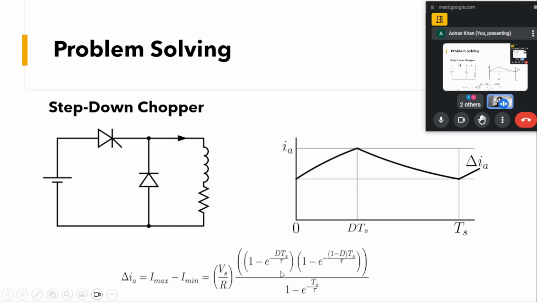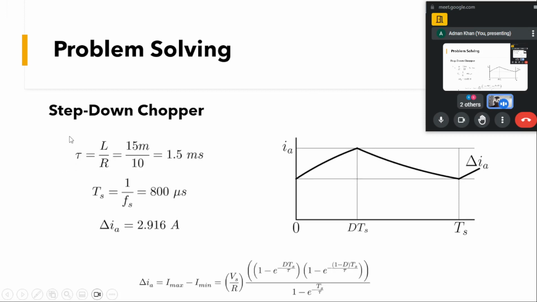Now what we have to do is just put these values in this equation and you will get the answer, what is the maximum delta I we will be getting for these parameters. First we will be calculating the tau. It is the time constant, L by R. What is given to us is L is 15 millihenry and R is 10, and if you divide these, we get 1.5 millisecond as the time constant.